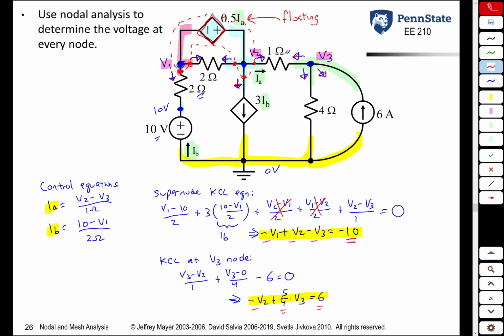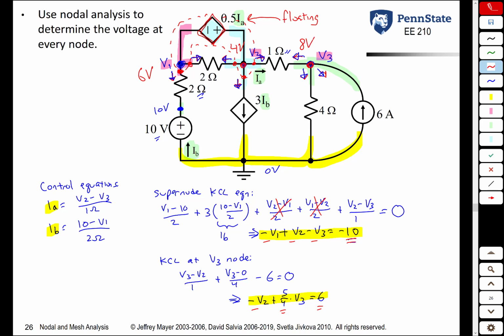Now in this problem, we were asked to determine the voltage at every node. At this point, we've done that. V1 was 6 volts, V2 was 4 volts, V3 was 8 volts, so we are now done with this problem.